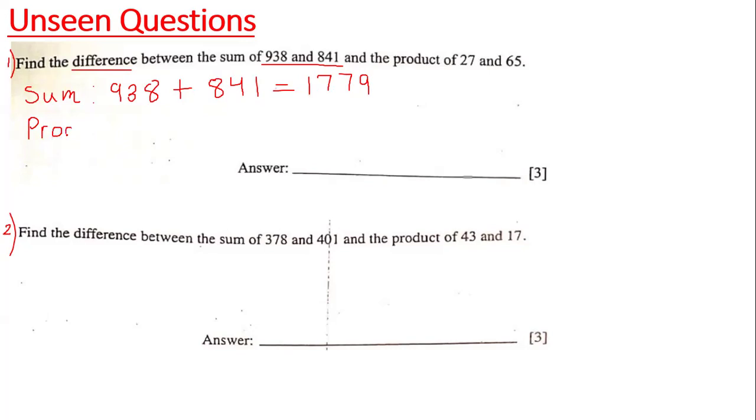Okay, so the product is going to be 27 multiplied by 65. And 27 multiplied by 65 is what? 1,755. Yes. And then now we have to find the difference between them.